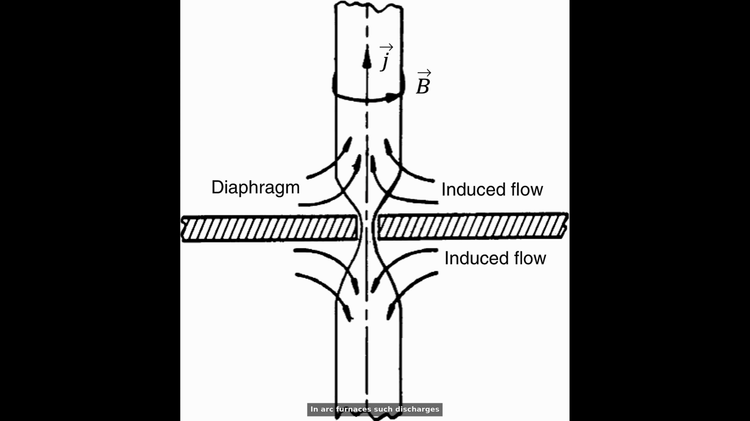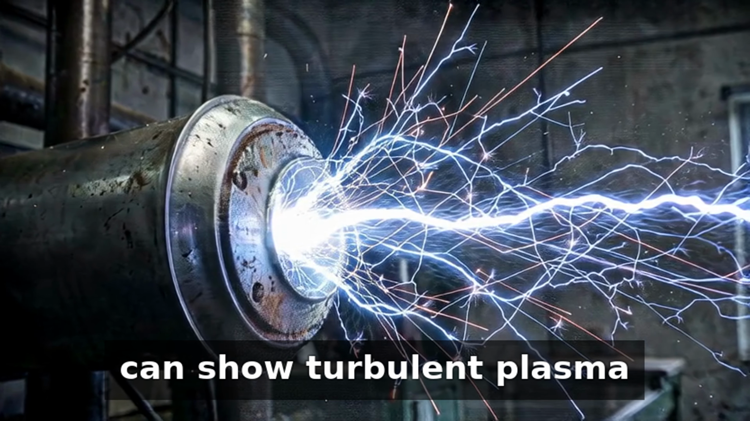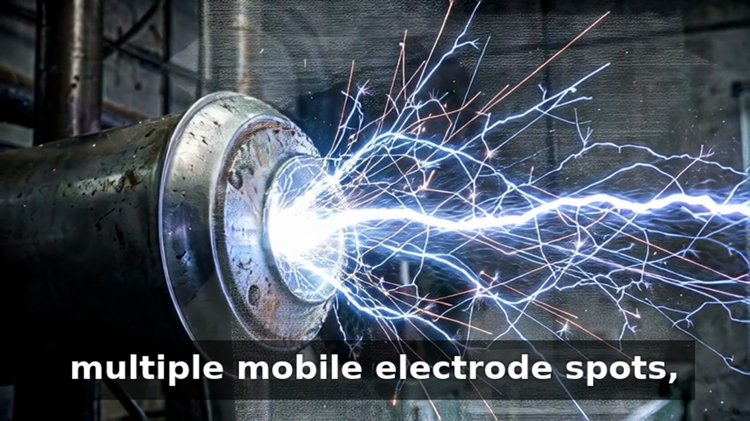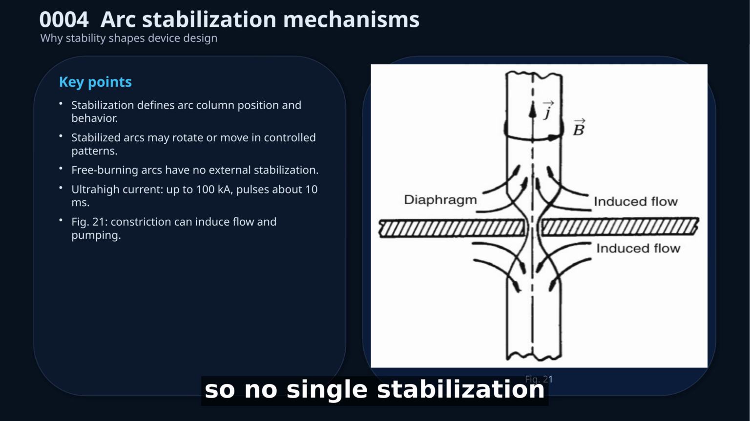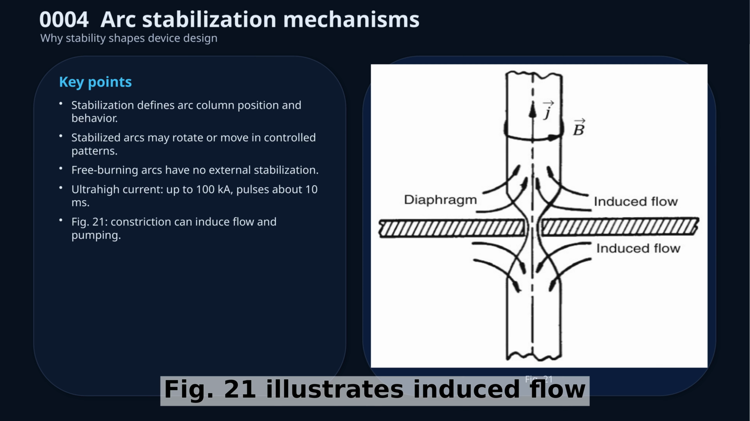In arc furnaces, such discharges can show turbulent plasma volumes, vapor jets, and multiple mobile electrode spots, so no single stabilization mechanism dominates. Figure 21 illustrates induced flow resulting from arc constriction, including constriction produced by a water-cooled diaphragm. This figure highlights how magnetic self-interaction can drive pumping and contribute to stabilization in specific configurations. Figure 22 summarizes common arc configurations used in plasma-generating devices by separating blown arc operation from transferred arc operation.